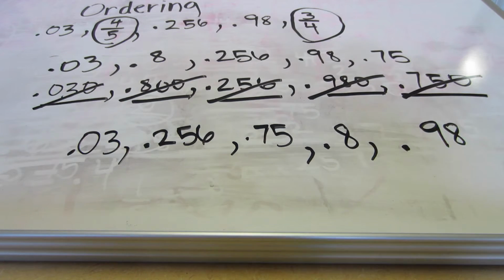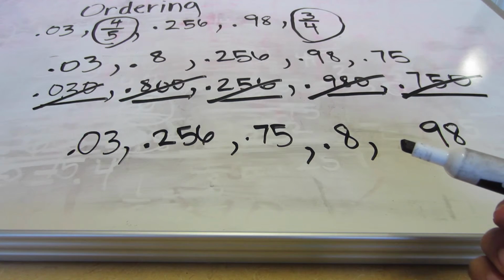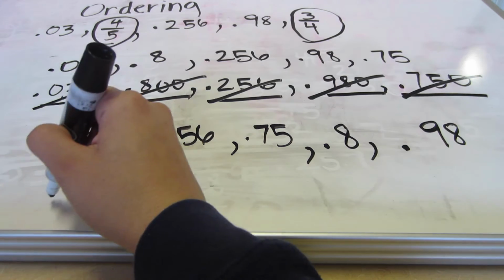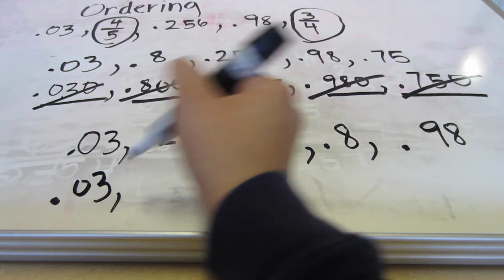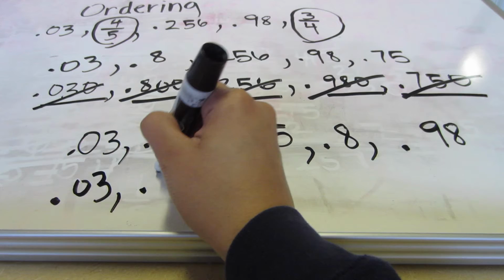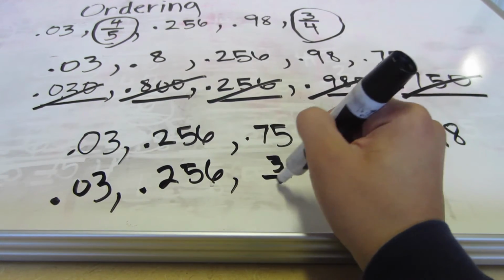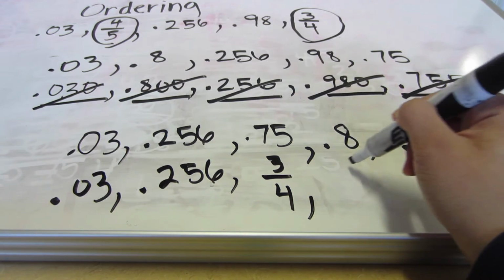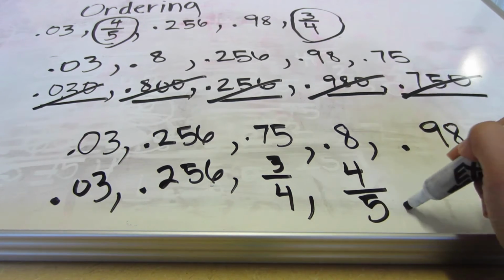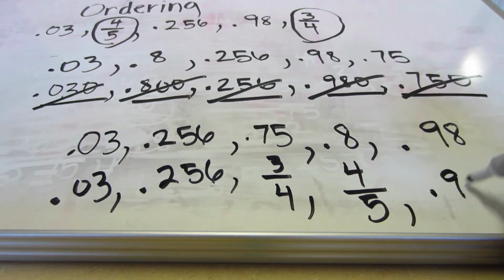Now we can write this with our fractions included. We can do 0.03 followed by 0.256 followed by 3/4, then by 4/5, and then by 0.98.